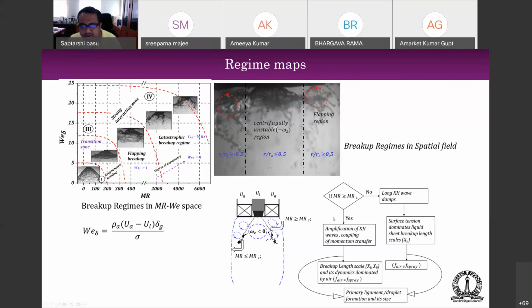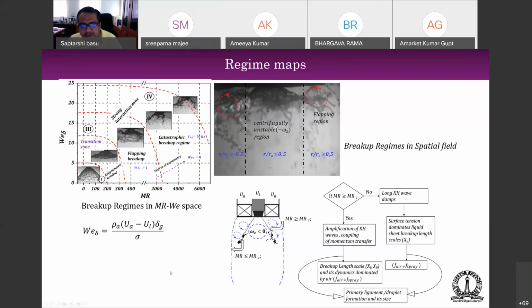So if you put it now in a nice little map, you will find that if MR is greater than MRC, you have an amplification of the Kelvin-Helmholtz wave, coupling of the momentum transfer, and then you have primary ligament and droplet formation. If you don't have that, the long wavelength KH waves actually dampen, the surface tension dominates the breakup, and you get certain droplet sizes.